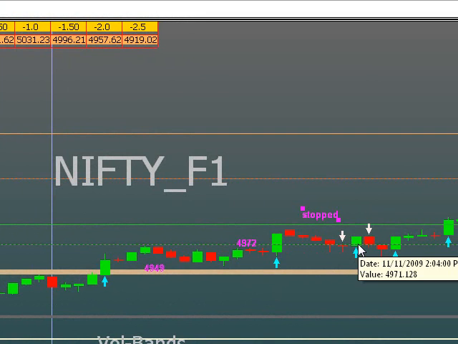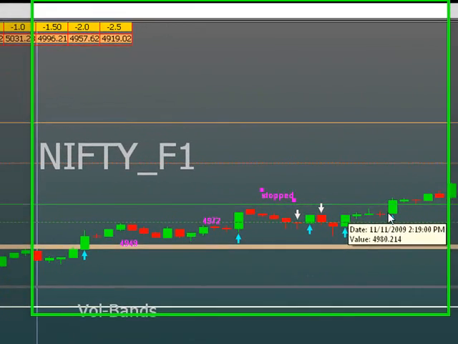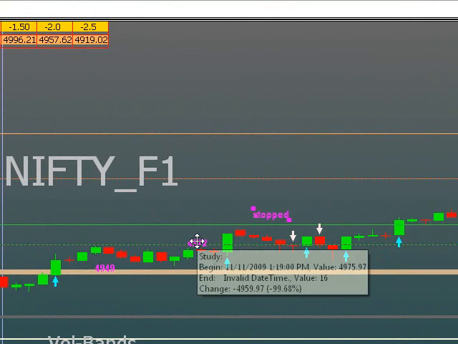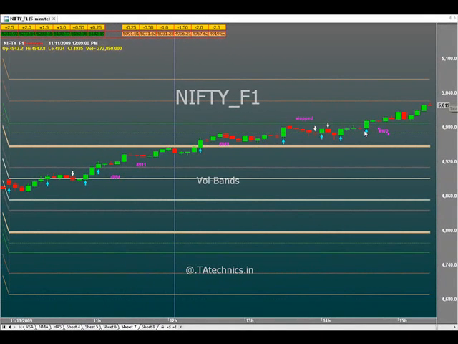The next bar, again we have a buy setup, but then the next bar did not take out the high of this setup bar, so we don't take this particular trade. Here again we have a buy setup, but the next bar takes out the high of the setup bar, so we will go long here, and our stop is 4972. Here the Nifty takes out the next band, which is the 1.5 band, which is 4988, so we move our stop to 4988.